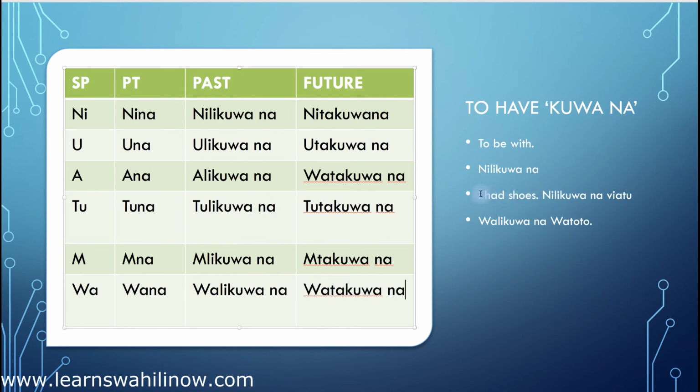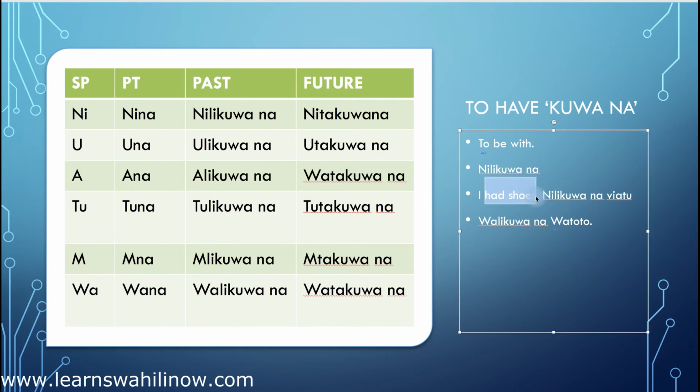If you want to say, I will have shoes, you will say nitakuwa na viatu. They will have kids, watakuwa na watoto.